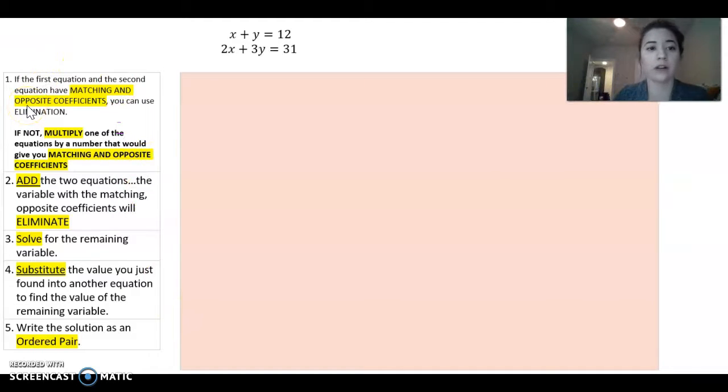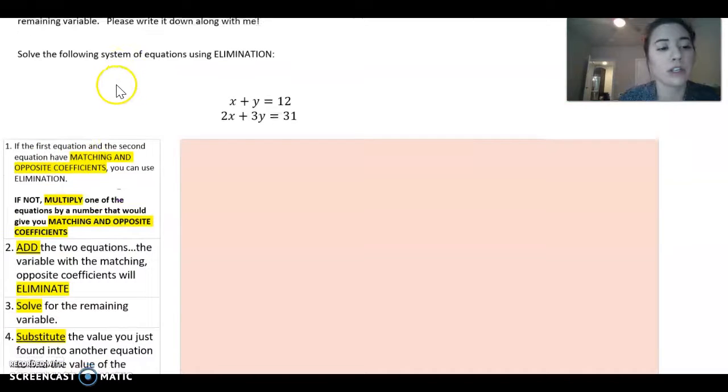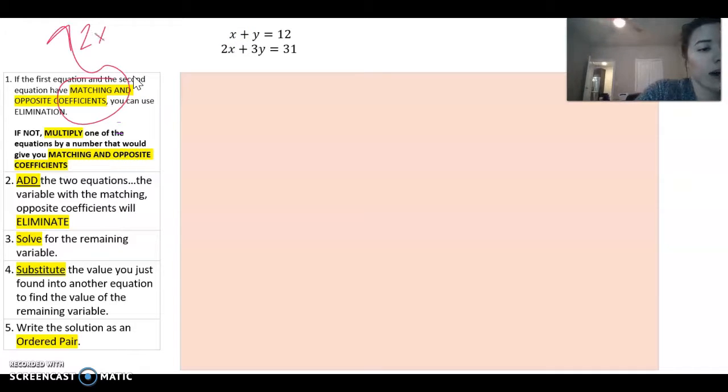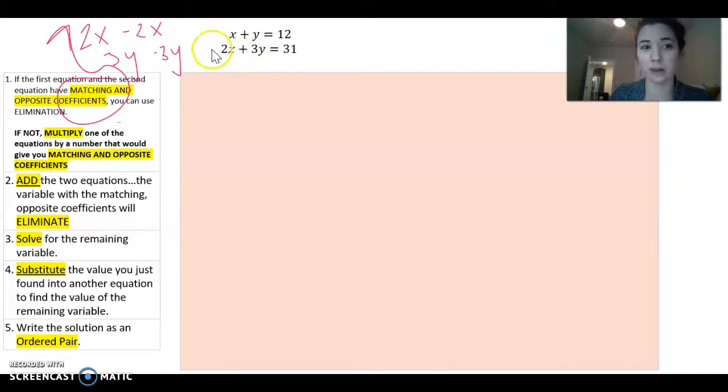So steps for elimination. Again, we're still working on elimination. If the first equation and second equation have matching and opposite coefficients, you can eliminate. Remember, matching and opposite means like 2x and negative 2x, or like 3y and a negative 3y. Those, when we had those two variables equal and opposite, they would cancel. So if we look here, we have an x and a 2x, we would combine that and get 3x. We have a y and a 3y, we would combine that and get 4y. So nothing eliminates right now.